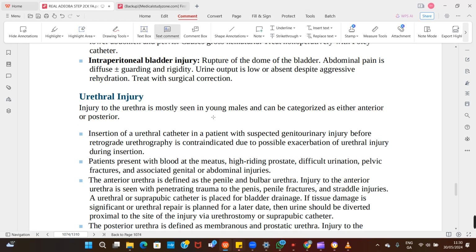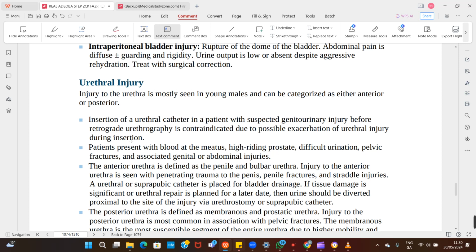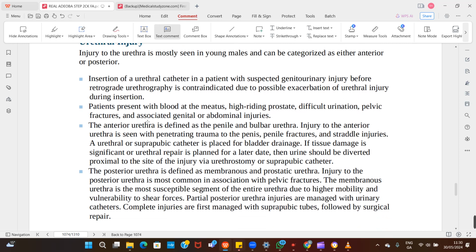You must, because if you pass a Foley's catheter, you might further exacerbate that injury. So you must do a retrograde urethrography to evaluate for the injury, right? Before you even consider any catheter placement, you have to do your retrograde urethrography to look at the injury to the urethra, and these are the particular features that you can see.